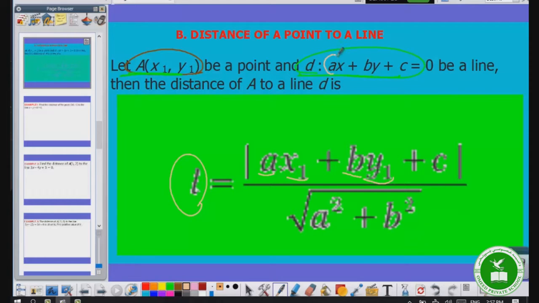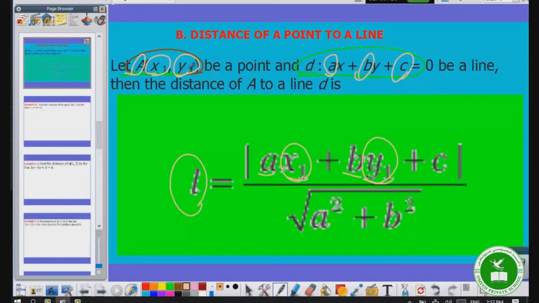You see, A is the coefficient of x, B is the coefficient of y, and C is the constant value in the line equation. Here, this is C, the constant number. x1, y1 are the coordinates of point A. So x1, y1 in the formula are the coordinates of point A.